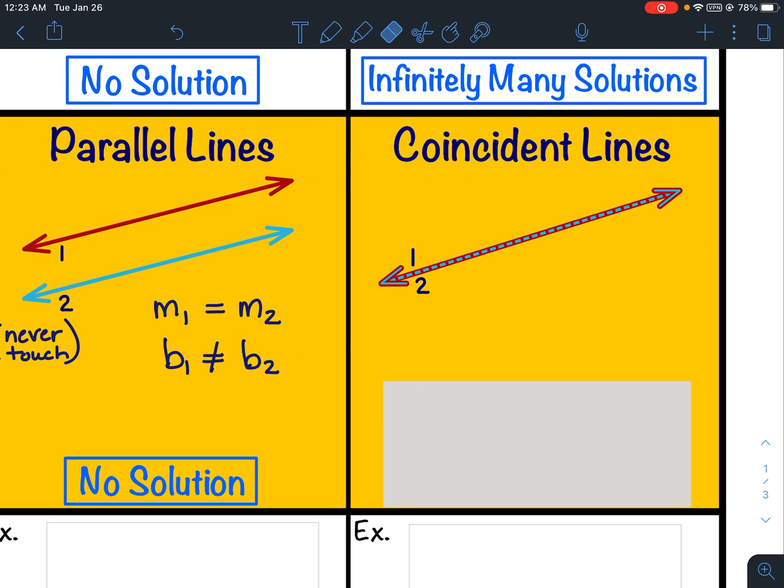All right, did you label your lines 1 and 2 like I did? These are coincident lines. Coincident lines are lines that overlap one another. So in other words, the slope of line 1 will equal the slope of line 2. Also, the y-intercept of line 1 will equal the y-intercept of line 2. They are the same line.